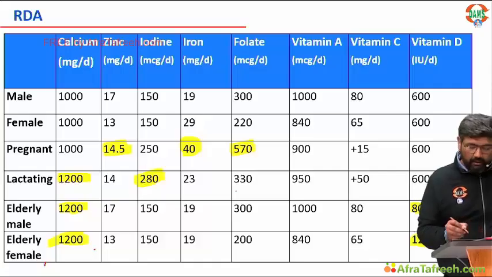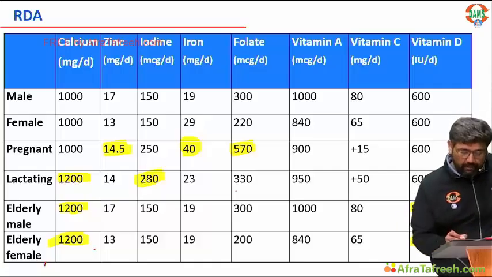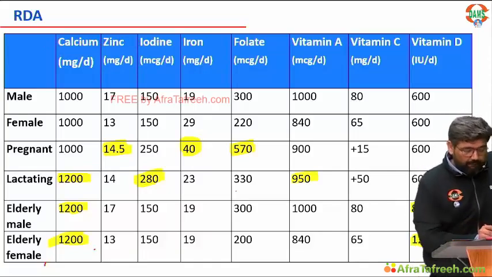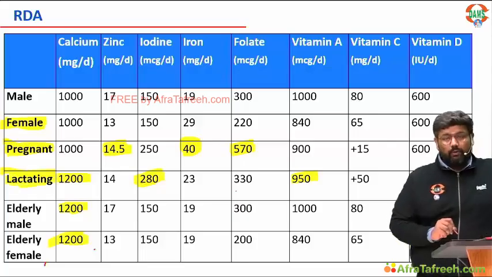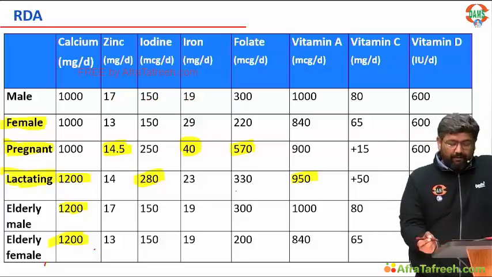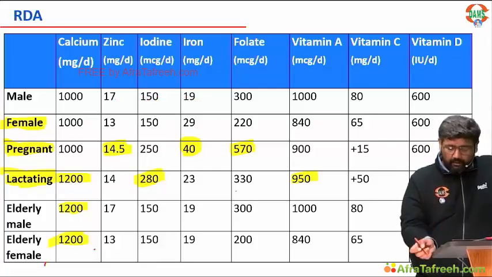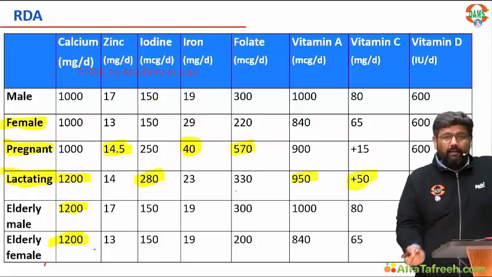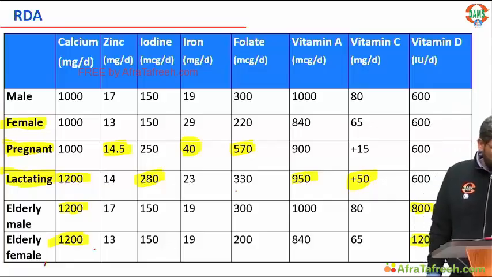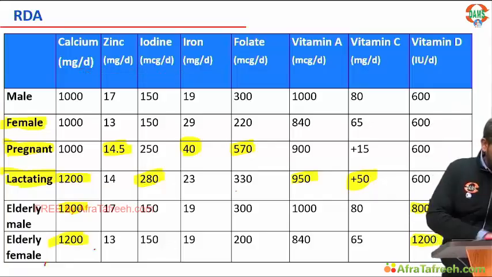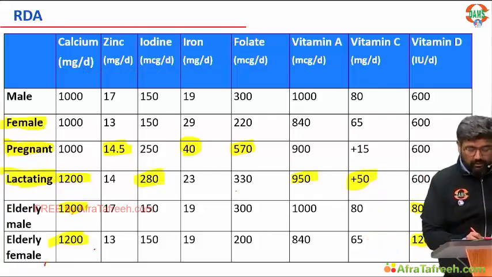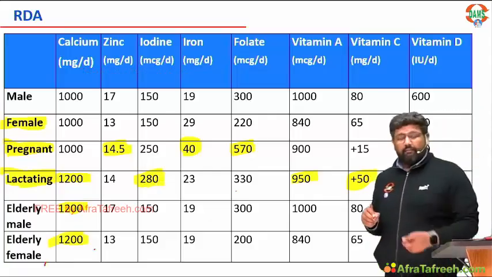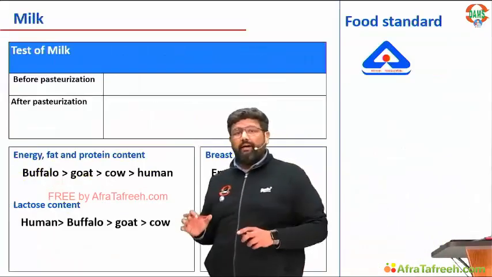Then vitamin A. It is required maximum in lactation. If I talk about these three, this is your MCQ. This was your previous year question. And vitamin C is required mainly by lactating. That's it. This is just RDA. You need not learn the values, but once iodine was asked in your exam. So guys, have a rough idea.